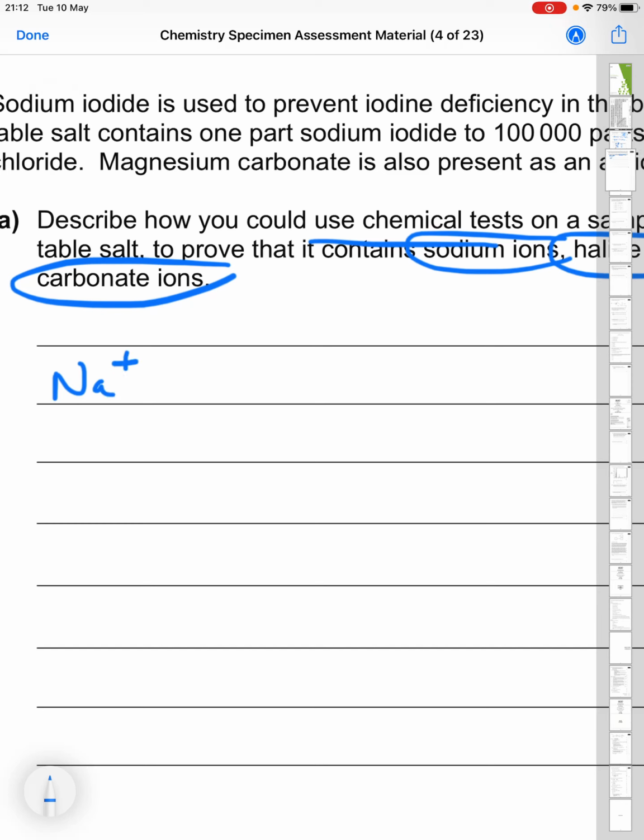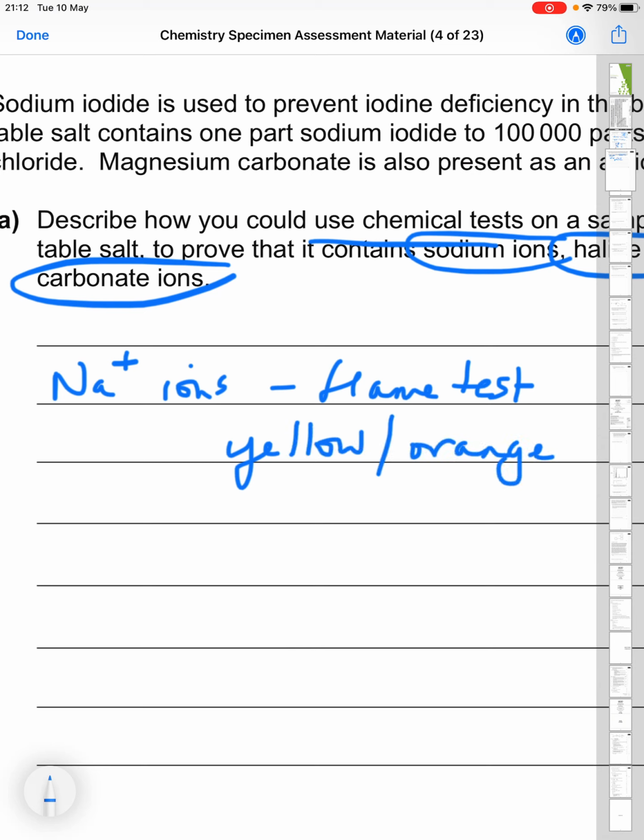So sodium ions, well, that's a flame test. And remember that the acceptable colour for that is yellow/orange. Okay. Second one, the halide ions. I'm just going to say X minus ions.